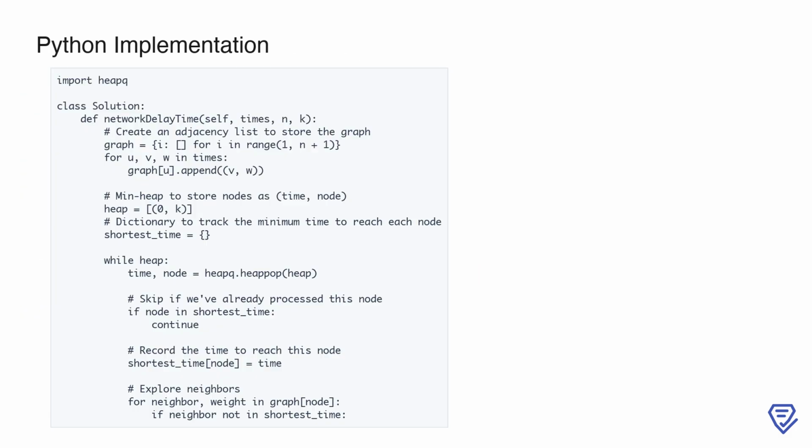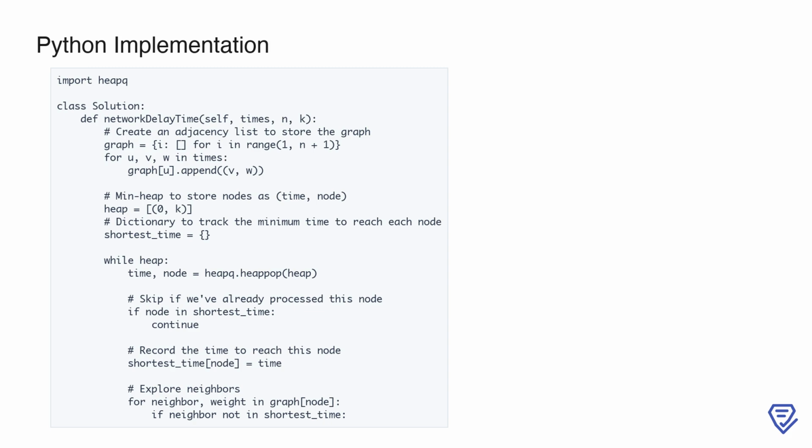To solve the network delay time problem, we start by importing the heap module, which will help us efficiently manage a min heap. Within the network delay time function, we first create an adjacency list to represent the graph. This list maps each node to its neighbors and the associated time weights for traveling to those neighbors. The adjacency list is initialized as a dictionary where each node from 1 to n has an empty list, and we populate it by iterating through the times input. Each edge from node U to V with weight W is added to the graph.